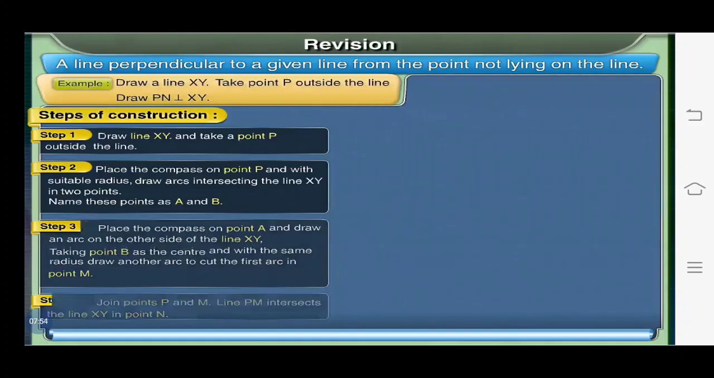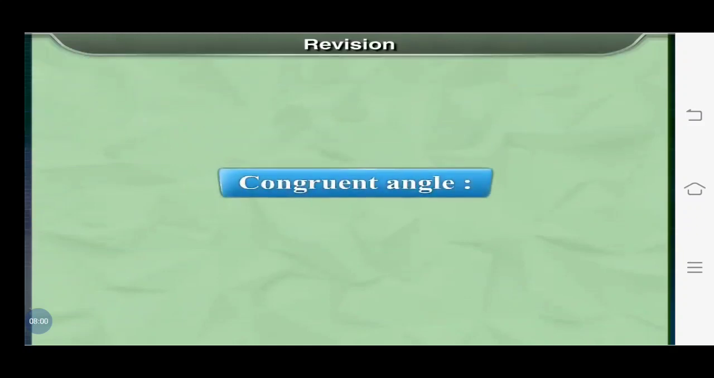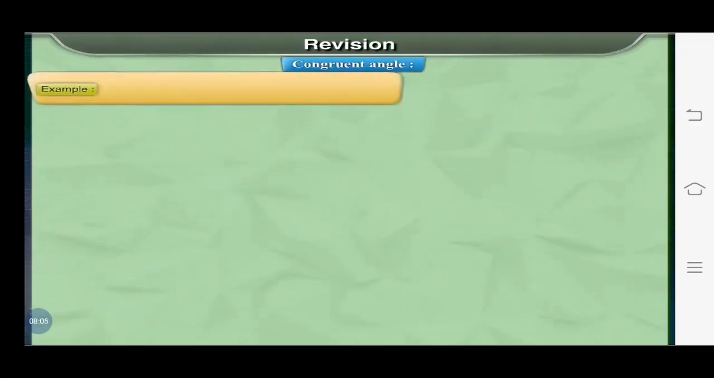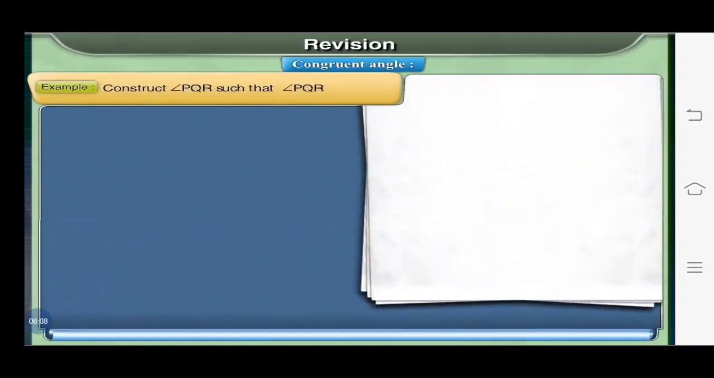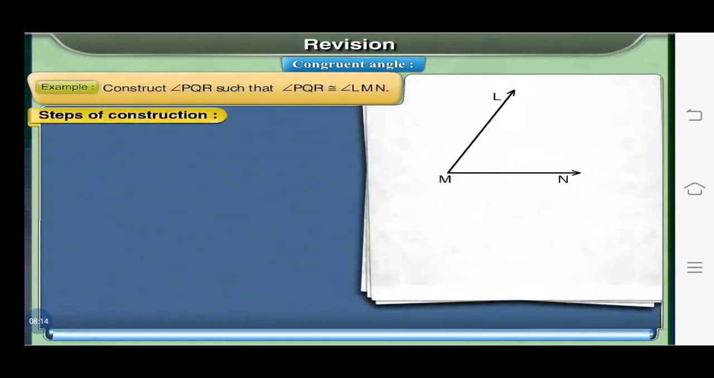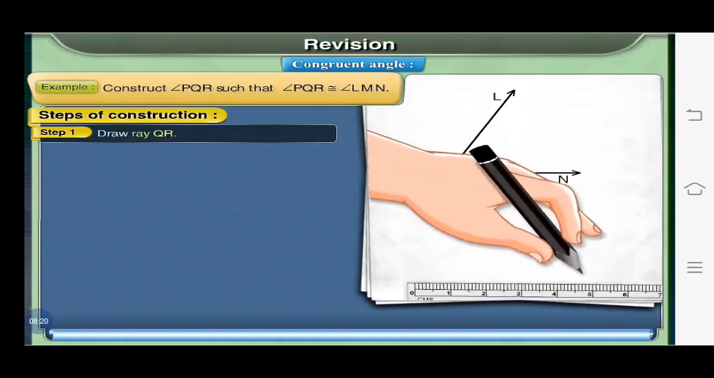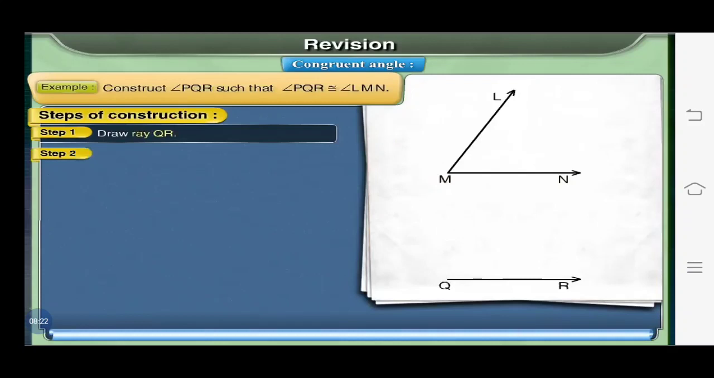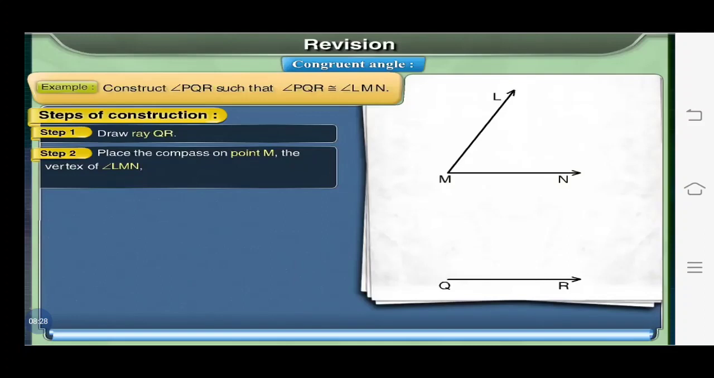Next, we will recall the method of constructing an angle congruent to the given angle. So, we have to construct angle PQR congruent to angle LMN. Step 1. First, draw ray QR. Step 2. Place the compass on the vertex of angle LMN, that is, on point M. Draw an arc intersecting the ray ML and ray MN in points U and V respectively.